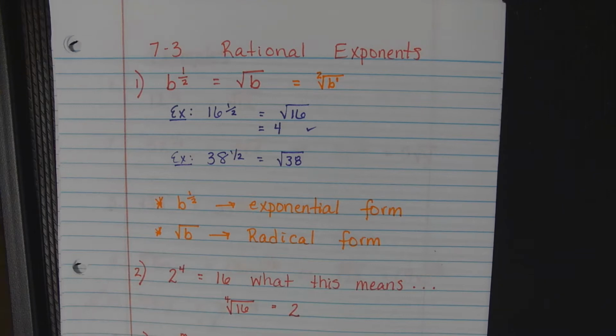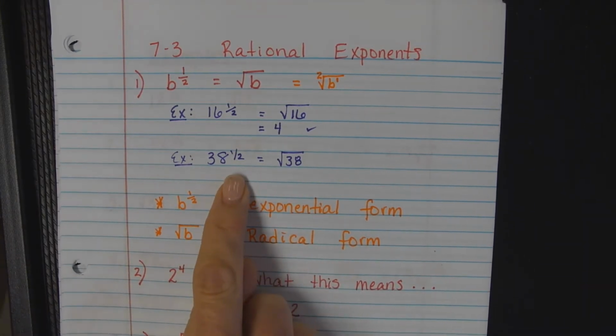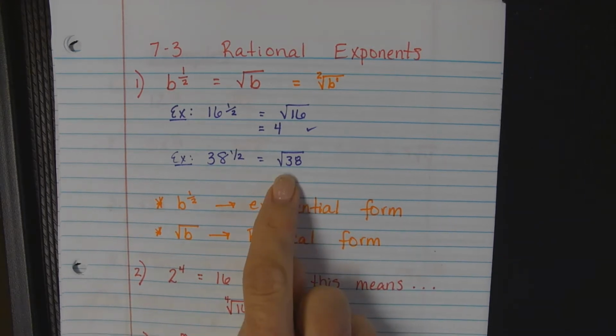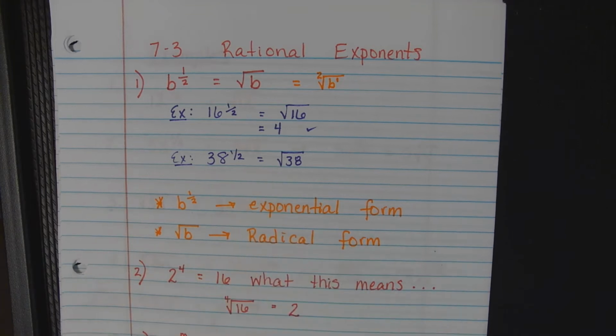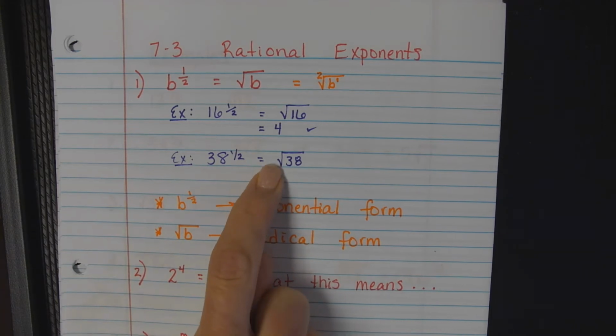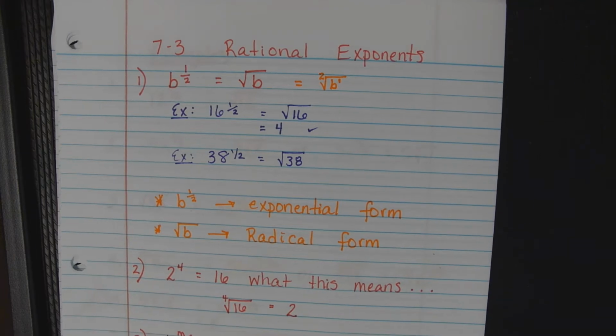Another example is 38 to the 1/2. Hopefully you recognize that's not a perfect square. 38 is not. So here you are, the radical. A little tidbit of information because we're going to go through a lot of language here: when I say radical, I'm talking about this fancy little house thing right there. You're going to hear me say radical a lot.